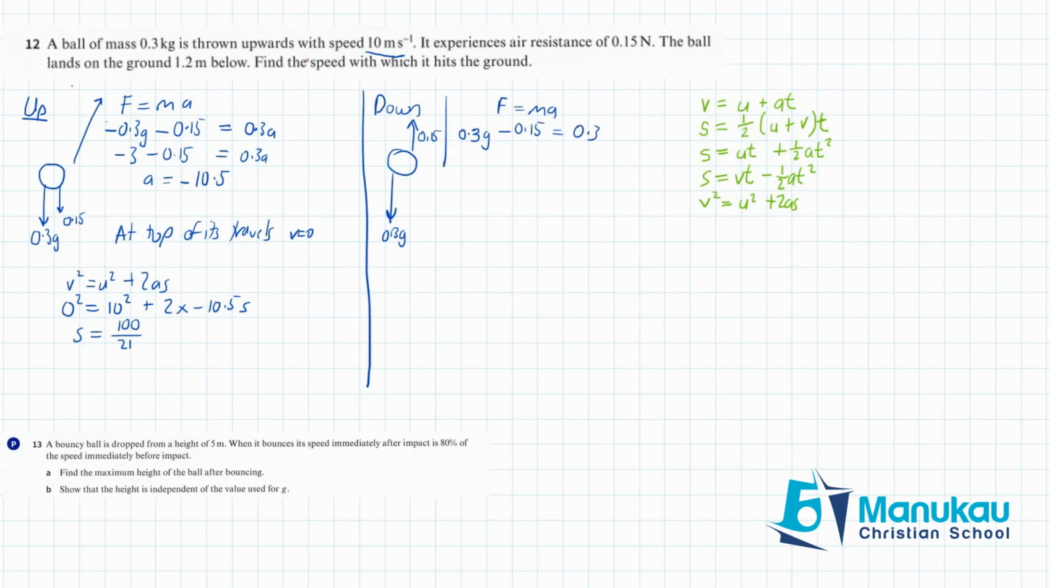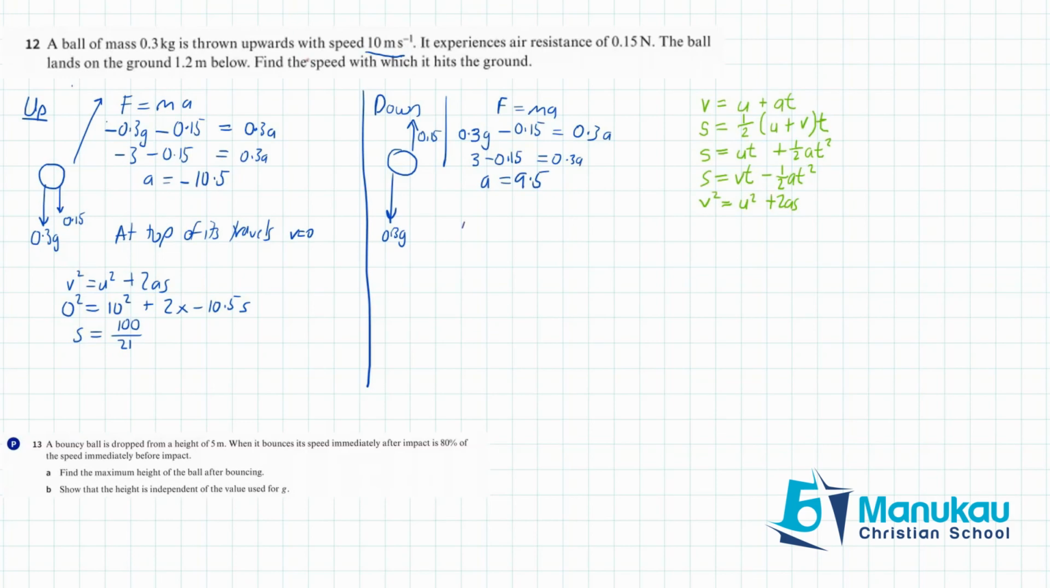Alright, so we get 3 minus 0.15 is equal to 0, I forgot my acceleration there, 0.3a. Let's arrange this. A equals (3 minus 0.15) divided by 0.3, which is 9.5 meters per second squared in the downward direction. Okay.